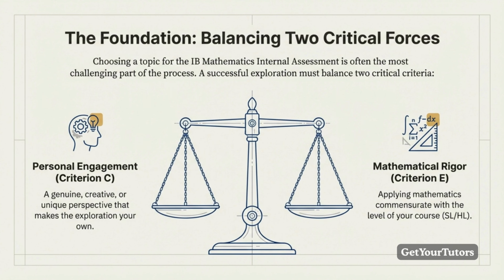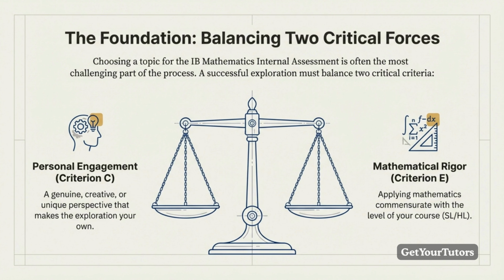Balance. The entire design of the IA acts like a scale. It's balancing two really critical forces. Okay, let's unpack that. So on one side of the scale, you've got personal engagement. Criterion C? Right, Criterion C. This needs a genuine, creative, or unique perspective. It's how you make the exploration truly yours.